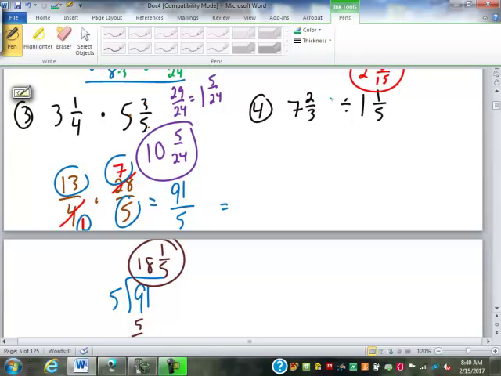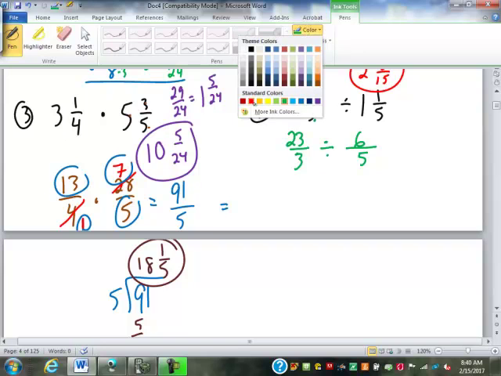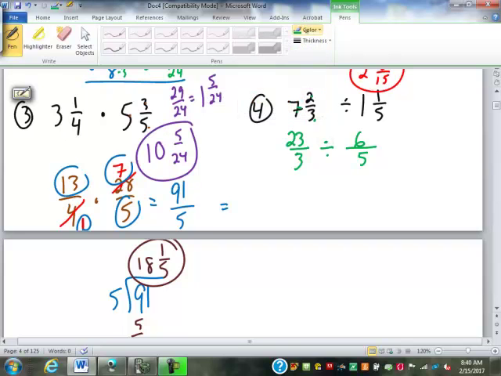For division, our first step is just like multiplication. We're going to turn them into improper fractions. So 7 2/3 becomes how many thirds? 23. Good. 7 times 3 is 21, plus 2 is 23. 1 1/5 will become how many fifths? 6. Good. Can we cross cancel the 3 and the 6? Say no. Why not? Right now it's still division. If it were multiplication, we could cross cancel, but it's still division yet.